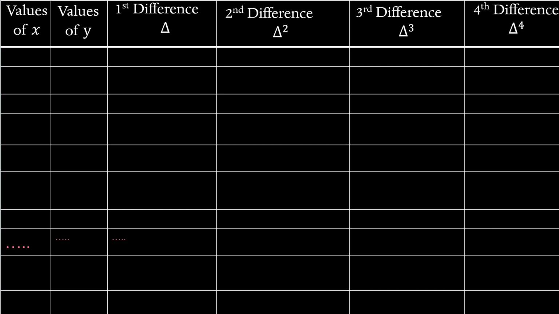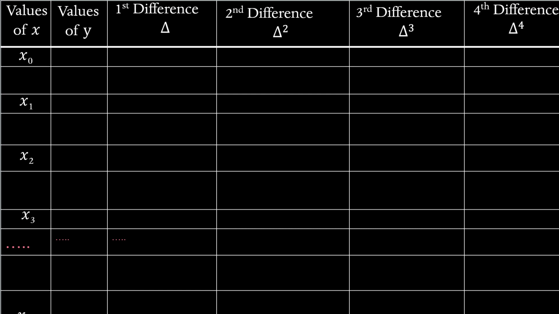Next, the values of x. The first value will be x0. The next value of x is x1. While writing x1, you can observe there is a one row gap between x0 and x1. Next, writing the value of x2, there should be a one row gap between x1 and x2. Similarly, the next value x3, and so on.